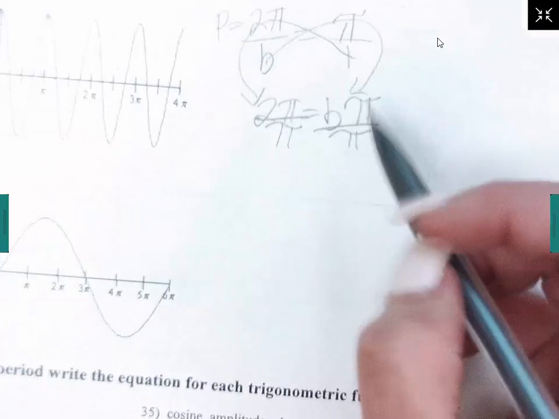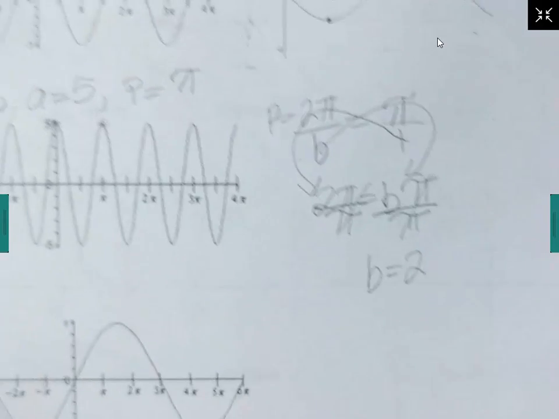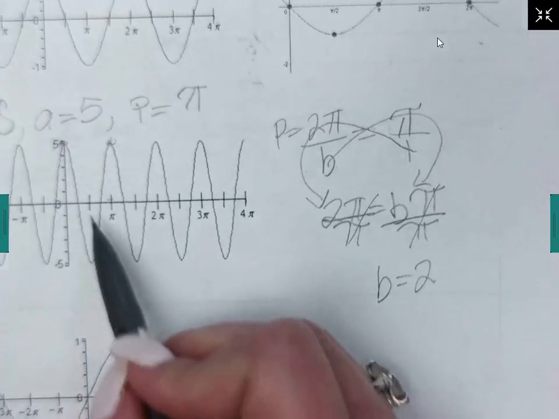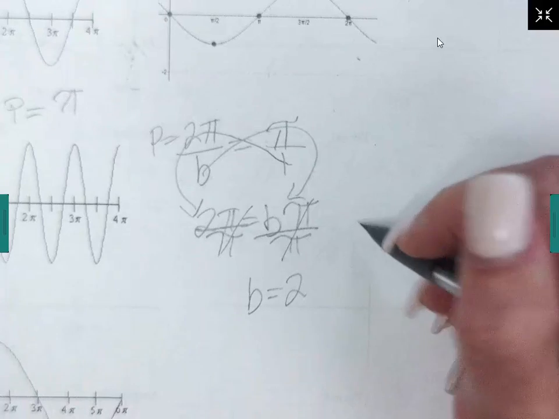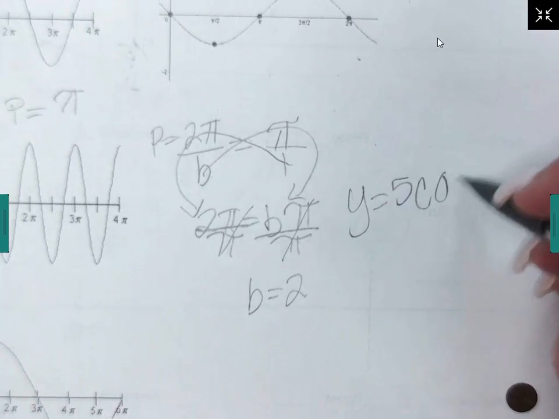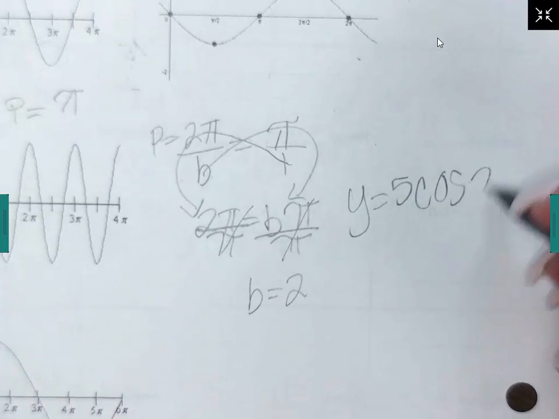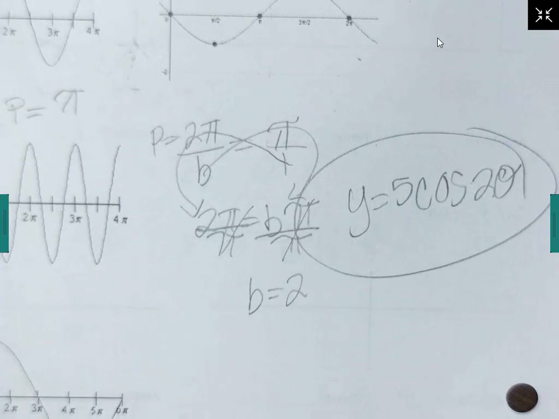Okay. So when we divide both sides by pi, we just get b is equal to 2, which means that there are 2 cycles from 0 to 2 pi, right? 1, 2. So to write our equation, it's just y is equal to a, which we found is 5, times the cosine of b, which is 2, theta. And the rest of it, all that stuff, that's the last thing we covered in this class too, so that should be the most fresh in your memory.